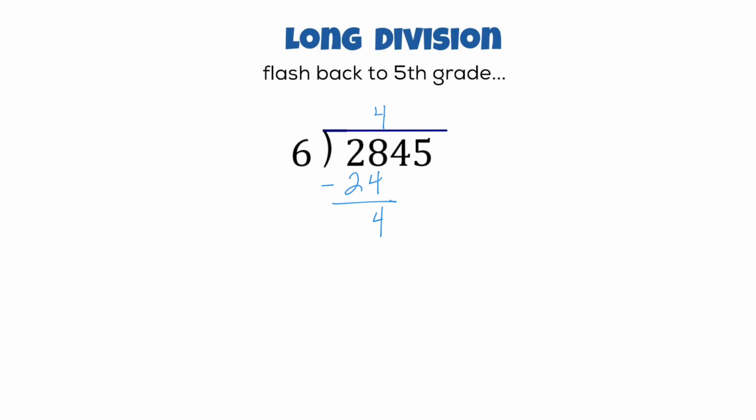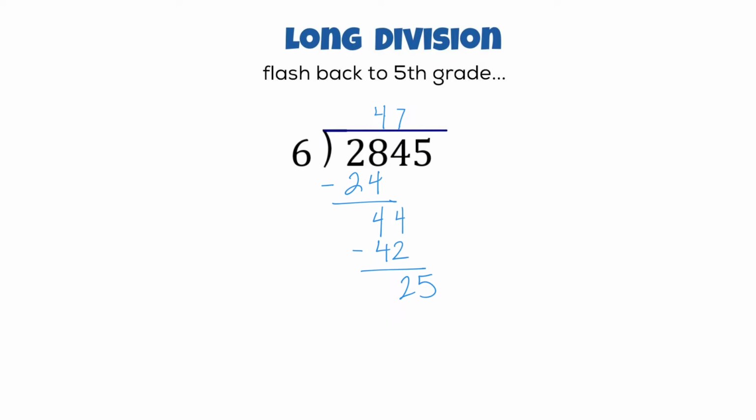And then we bring down the next number. And you start all over. So 6 times what would get us 44? Well, 7 is the closest we could do. 6 times 7 is 42. And then you subtract. Is it coming back? Haven't done this in a while, probably. Bring down the 5. And then you do it again.